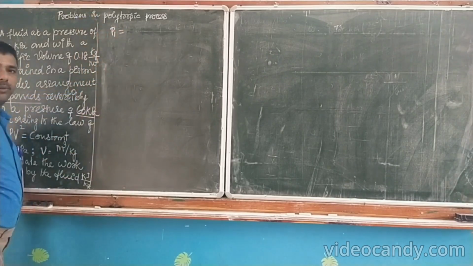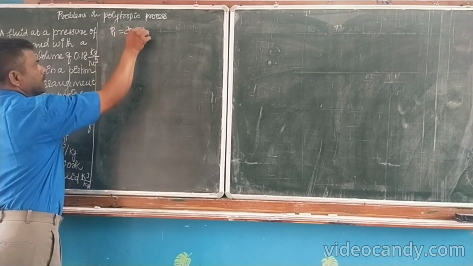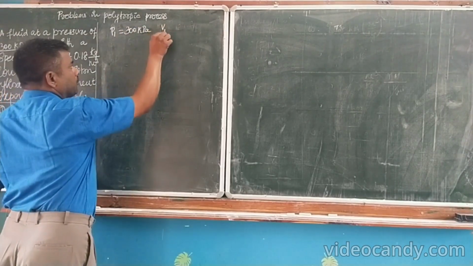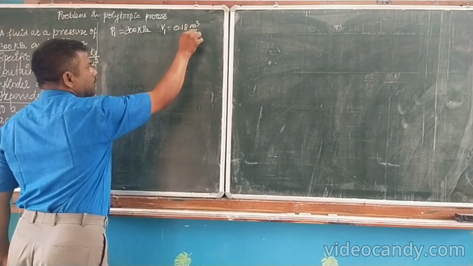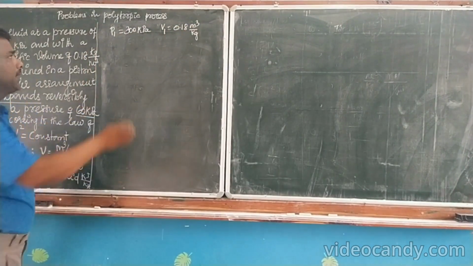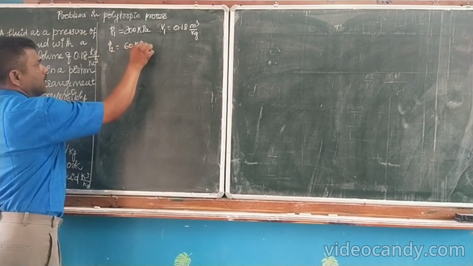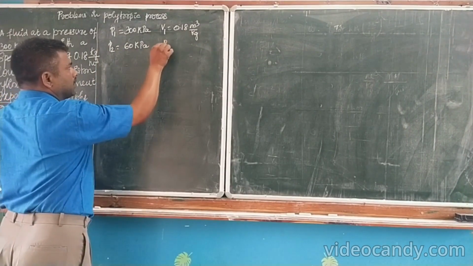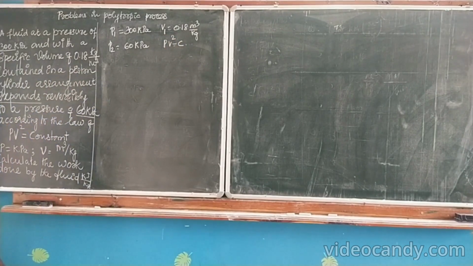P1 is given, that is 300 kilopascal, the initial pressure. Initial volume V1 is equal to 0.18 meter cube per kg. Final pressure P2 is given, that is 60 kilopascal. The polytropic process law is given, that is PV square is equal to constant. Okay?